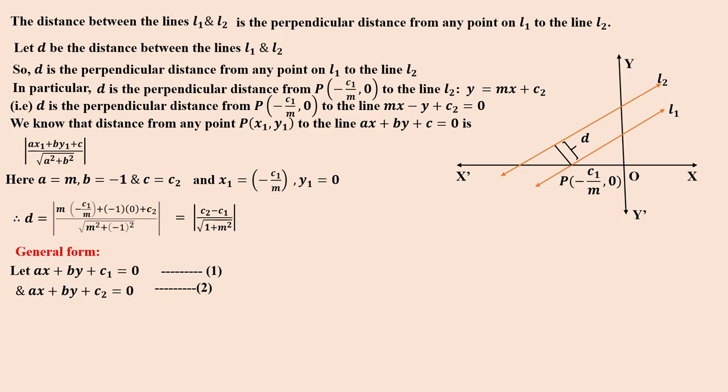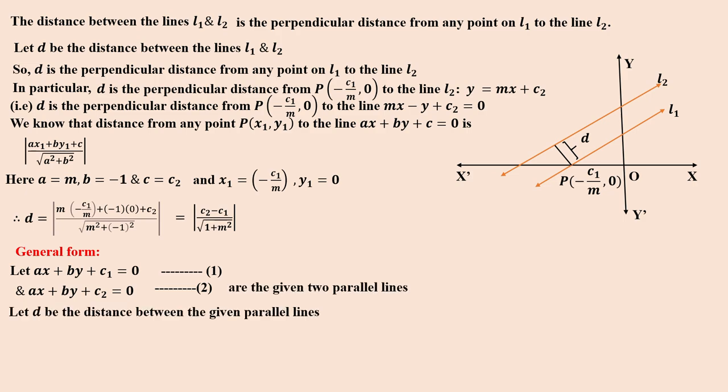And before, we saw the derivation based on slope intercept form. Now we are going to see this derivation based on general form. So we will get the same result. So line L1 and line L2 are given two parallel lines.